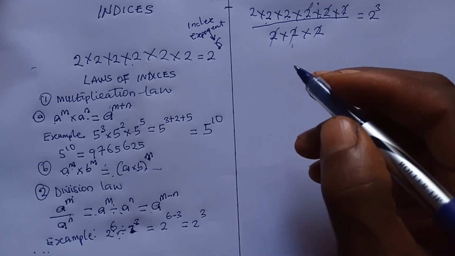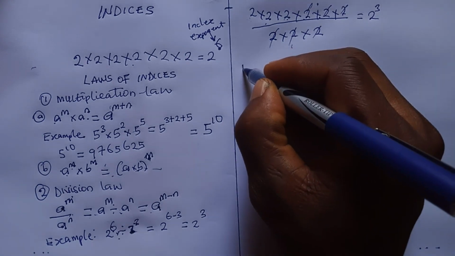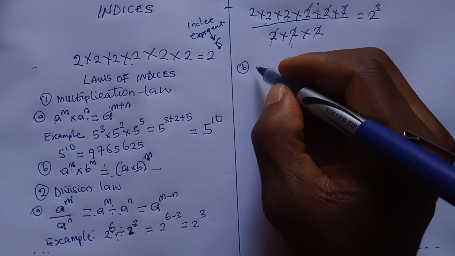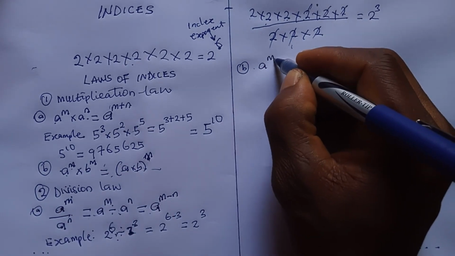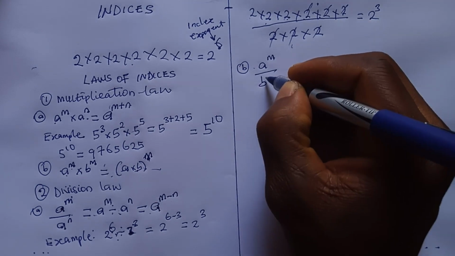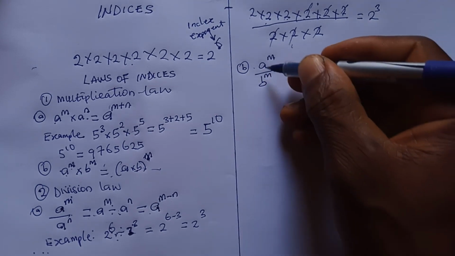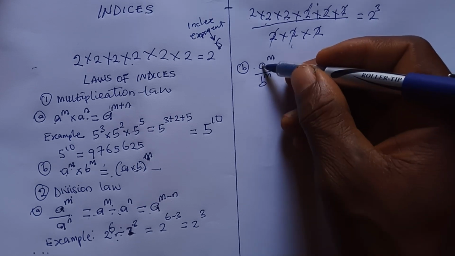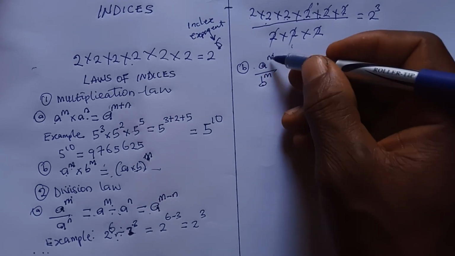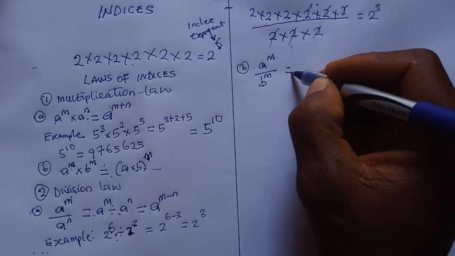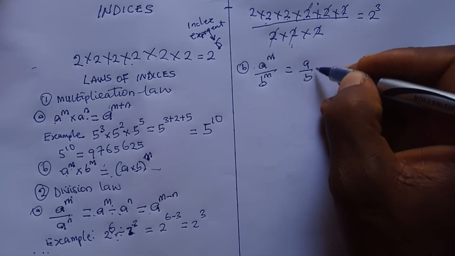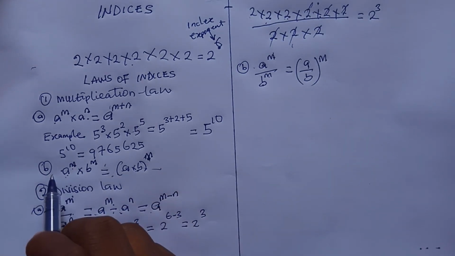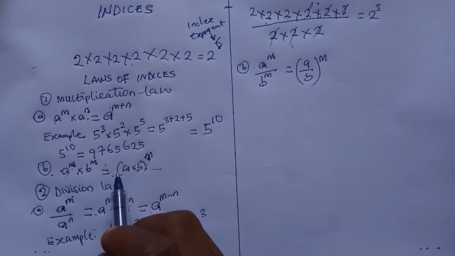Also, under division law, let's consider this to be number A. If we have A raised to power m all over B raised to power m, it means you have two numbers of different values, A and B, but they have the same power. This can be written as A all over B, raised to power m. The same thing we did at number B of the multiplication law.